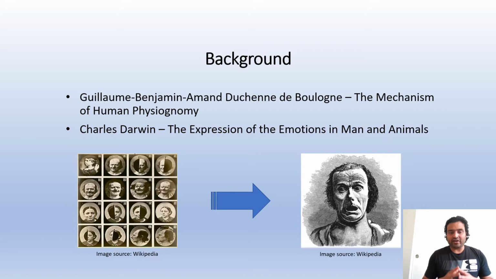Let's talk about the background. In 1862, there was a French neurologist who wanted to understand how the face muscles work to produce facial expressions. He believed that facial expressions were linked to the human soul. He used electric probes to determine that. Later, in 1872, Charles Darwin used his work and introduced it in his book called The Expression of the Emotions in Man and Animals.